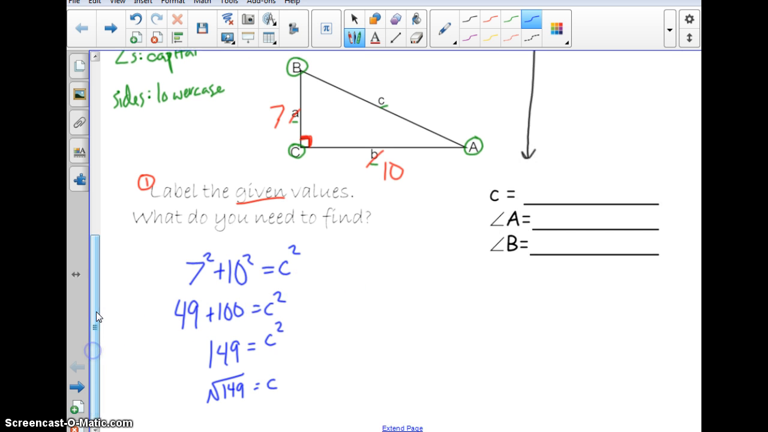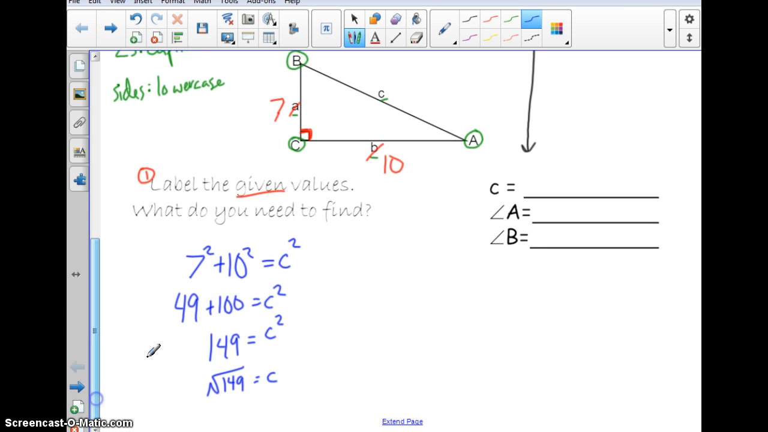And you may remember that most of the time we ask you to simplify those square roots and leave us a simplified square root. However, when we are solving for triangles, we want you to write that as a decimal. I want to know what is approximately the length of C. So when you plug that into your calculator, the square root of 149, you're going to get approximately 12.2, and it's 12.206. So if you were asked to round it to two places, you would write 12.21, okay?